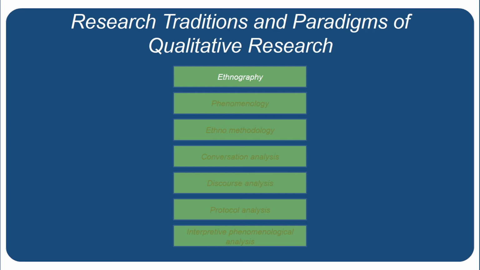Now, let us turn to different traditions and paradigms adopted in qualitative research. One is ethnography. Basically, the ethnography paradigm is used in anthropology to study cultures. Ethnos means people, graphy means description. It is a descriptive account of the culture of the people. Well, now ethnography is used not only to study culture, but different aspects of human life, not only of the primitive communities, but also contemporary societies.